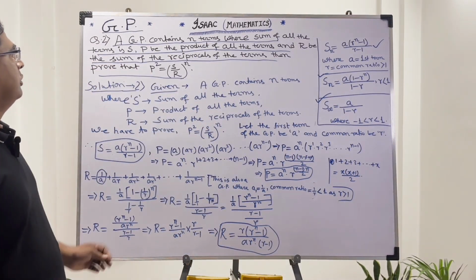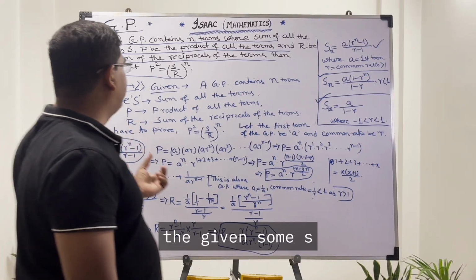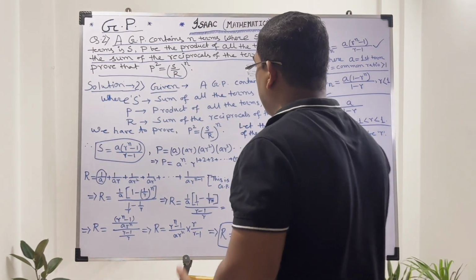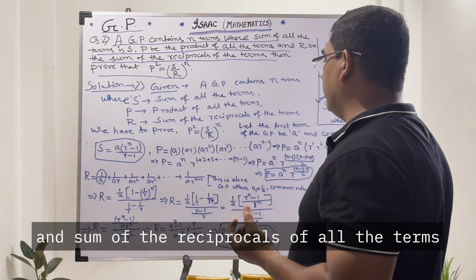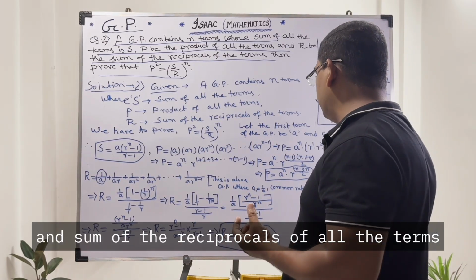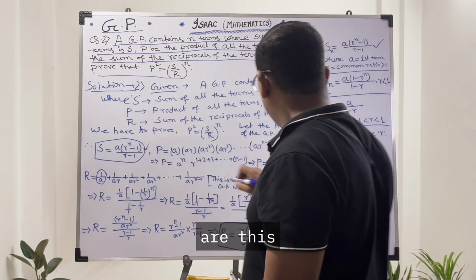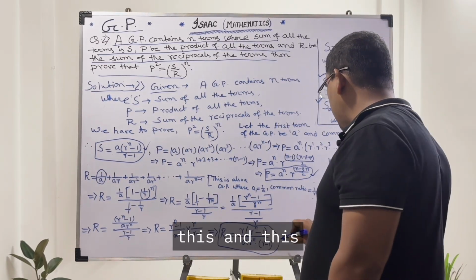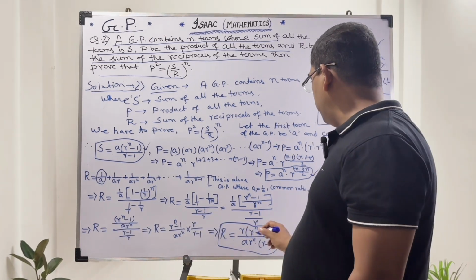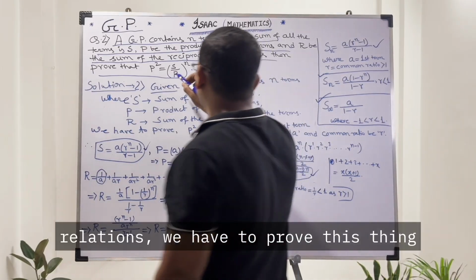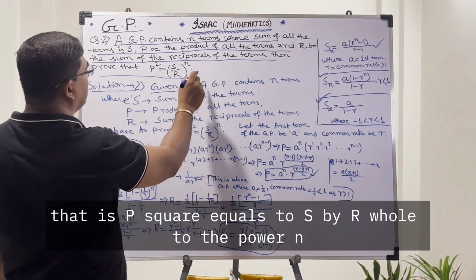So the given sum S, product of all the terms P and sum of the reciprocals of all the terms are this, this and this. Now with the help of these relations, we have to prove this thing, that is P square equals S by R whole to the power n.